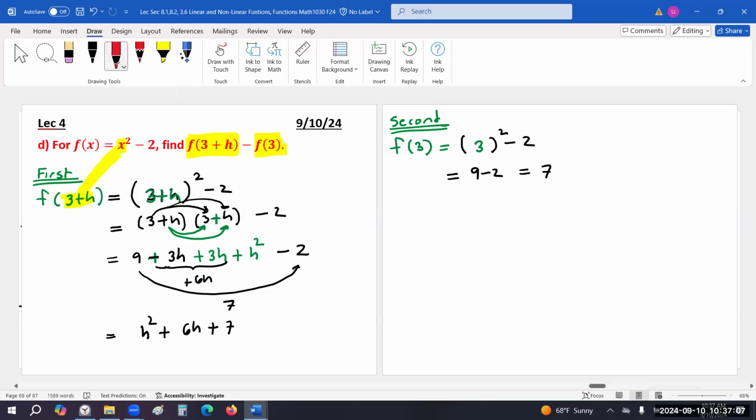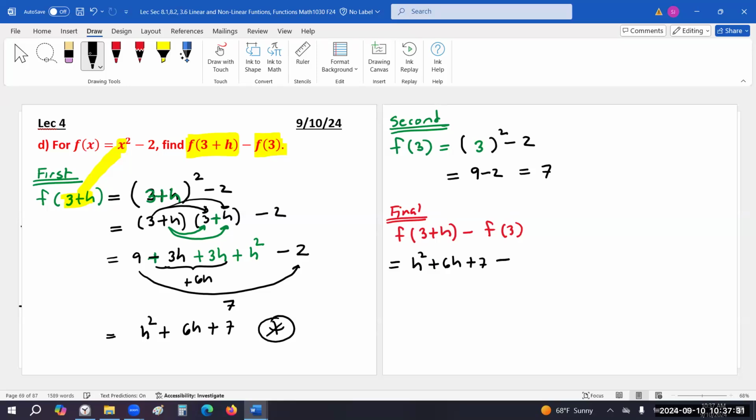Now, finally, we rewrite the final. They want us to find the first one minus the second one. The first one is this thing we found: h squared plus 6h plus 7. We are subtracting the second one, which is this 7. And then we just collect like terms. Do we have any like terms here? Plus 7 minus 7. What happens to them? Cancel. h squared plus 6h.